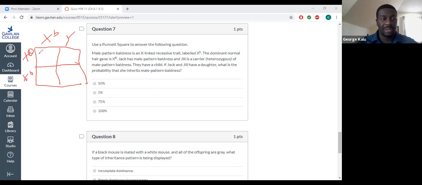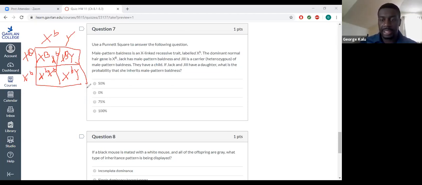So if we do the Punnett square here, we're going to have X big B, X little b. This one we're going to have X big B, Y. Then here we have X little b, X little b. And then here we have X little b, Y. They have a child. If Jack and Jill have a daughter, what is the probability that she inherits male pattern baldness?